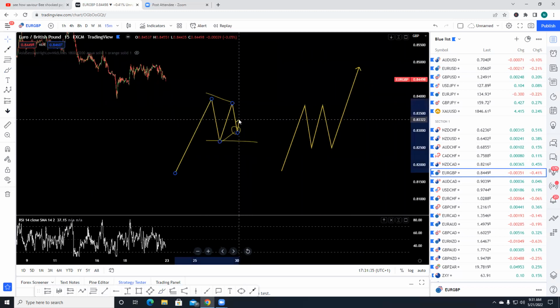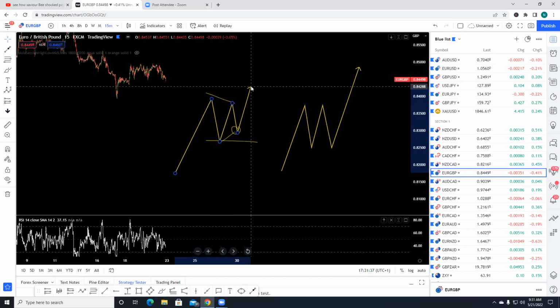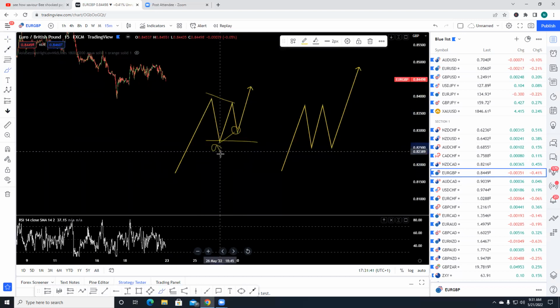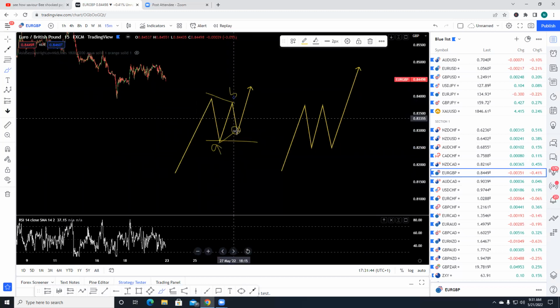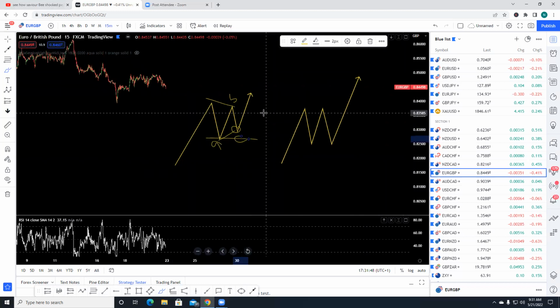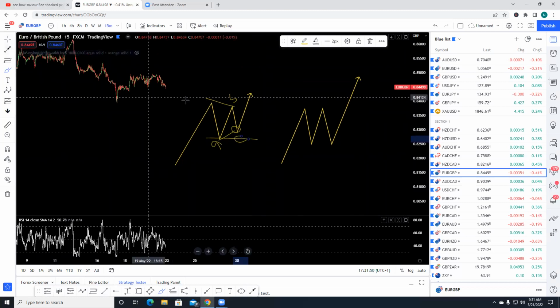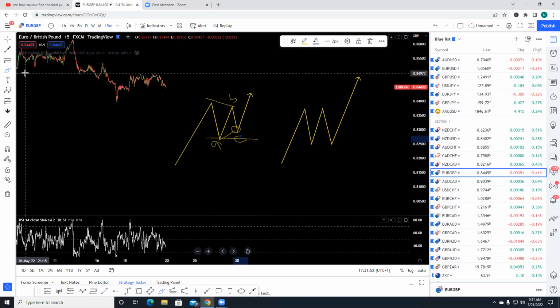A contracting flat must be traded after wave B is broken to the upside. Remember, this is wave A, guys. This is wave B, guys. And this is wave C, guys. So the only confirmation that this is a running flat is when this B level is broken to the upside.